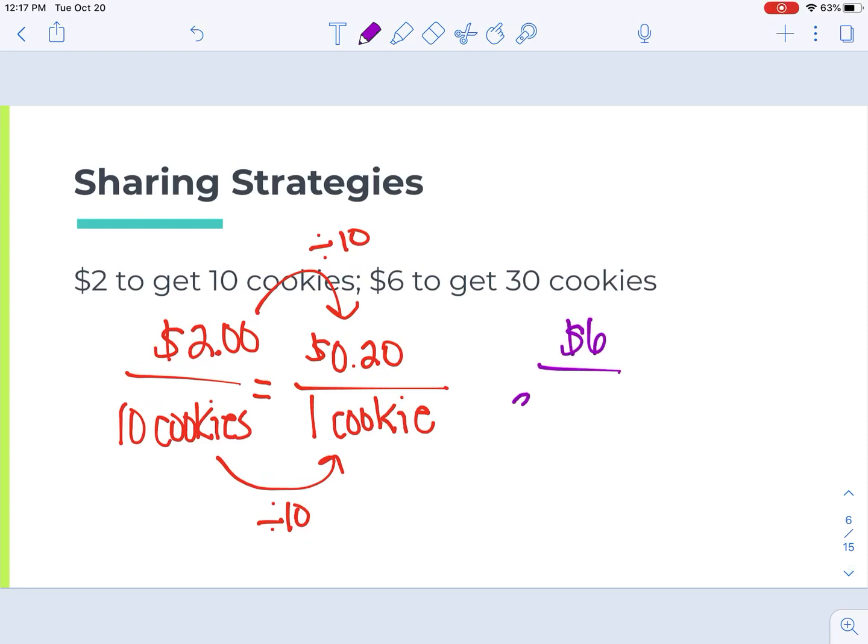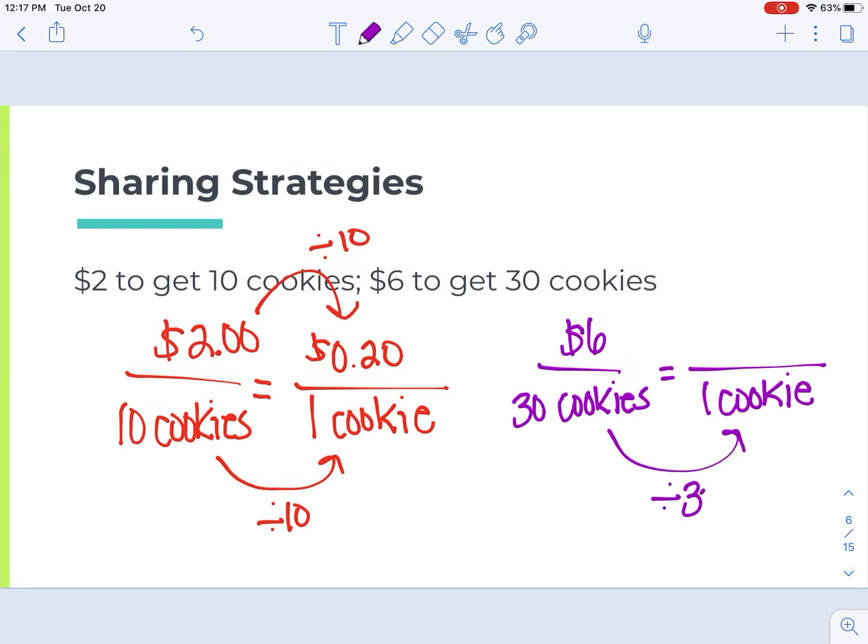At the other one, it's $6 for 30 cookies. If I want to know how much one cookie is, I'm going to take my dollars and divide by 30. And if I type it in my calculator, $6 divided by 30, I will also get 20 cents for one cookie. So that is another way for me to tell that, yes, they are equivalent, because I'm paying the same price for each cookie that I buy.